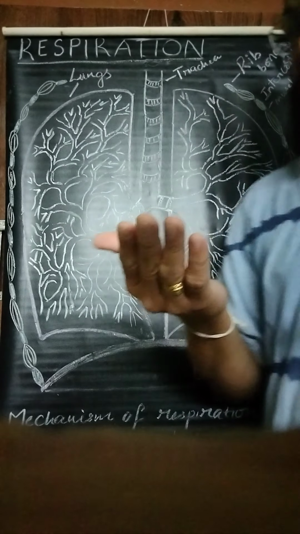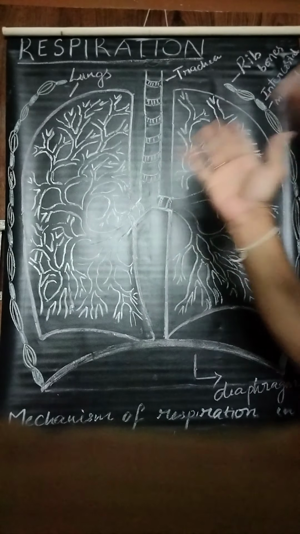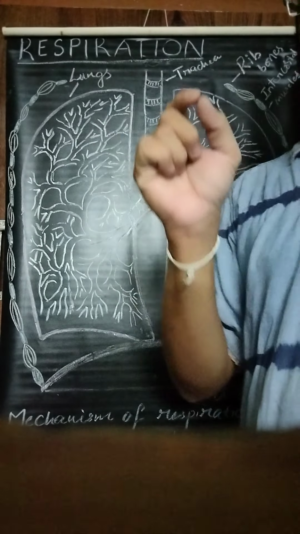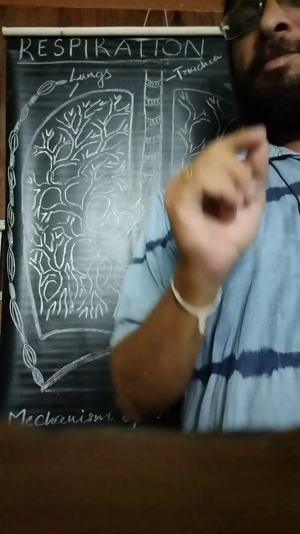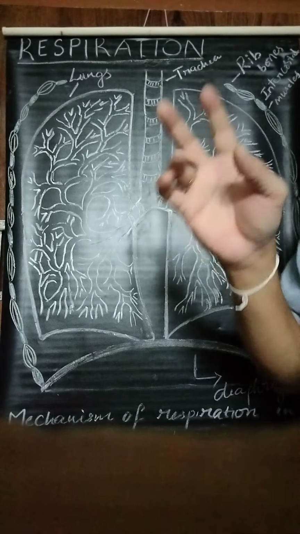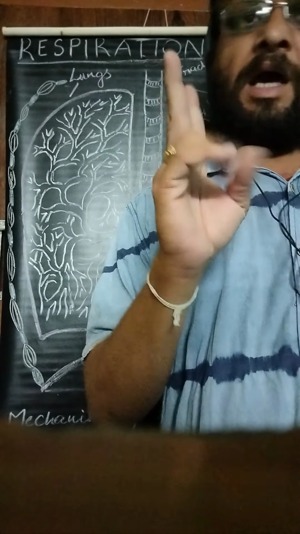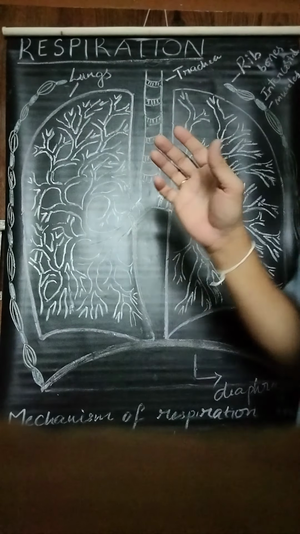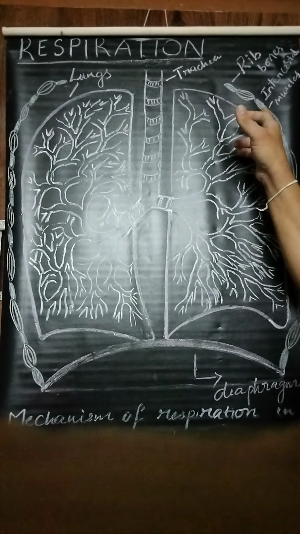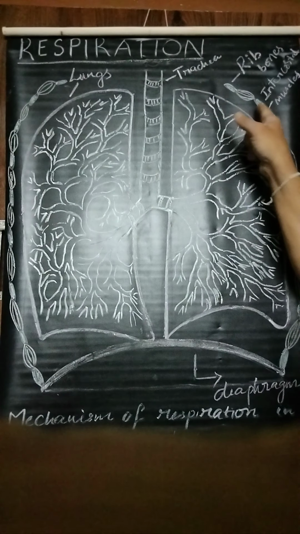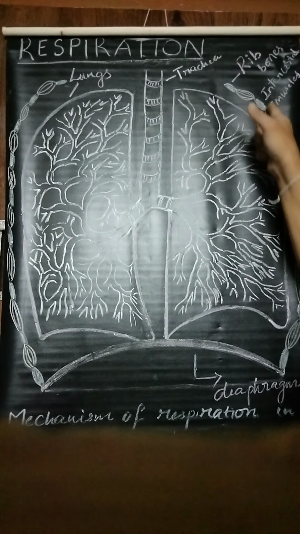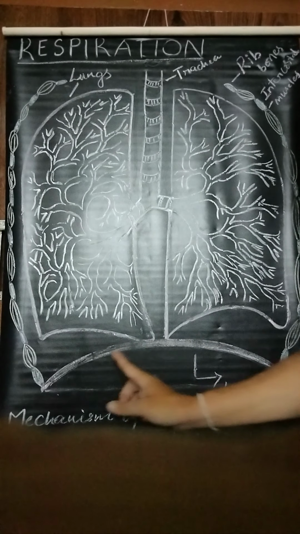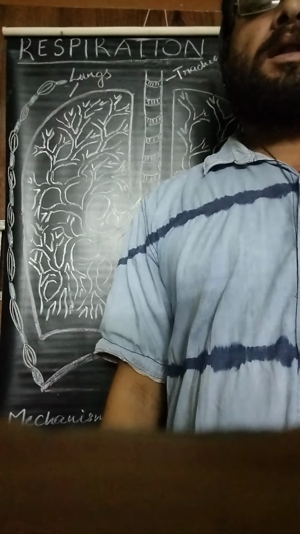In this thoracic cavity, what is present? Lungs and heart are present. Okay, and I want to explain two other muscles which are important for respiration: one is the intercostal muscles, the other is the diaphragm. What is the location of the intercostal muscles? In between one rib and the other rib, we have intercostal muscles. At the bottom of the lung, we have the diaphragm. The diaphragm is a dome-shaped muscle. It helps in respiration.